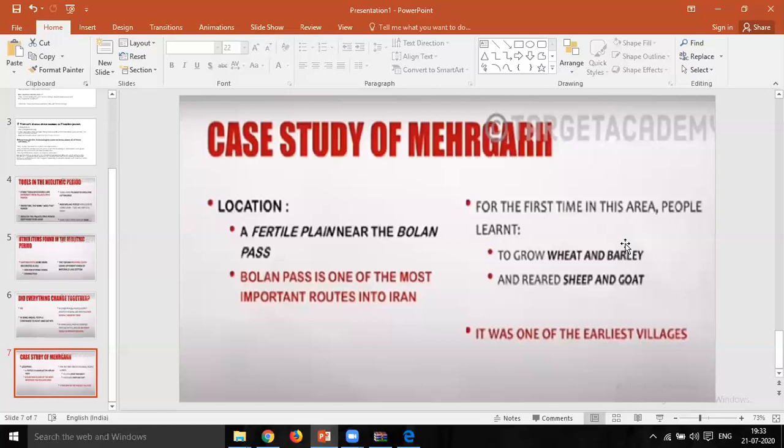Another thing about Mehrgarh is that it includes the remains of square and rectangular houses. In the textbook you can see on page number 20. Now we are discussing page number 20. You can see the figure on the left side, a house in Mehrgarh. This is what a house in Mehrgarh may have looked like in those times, like a square.